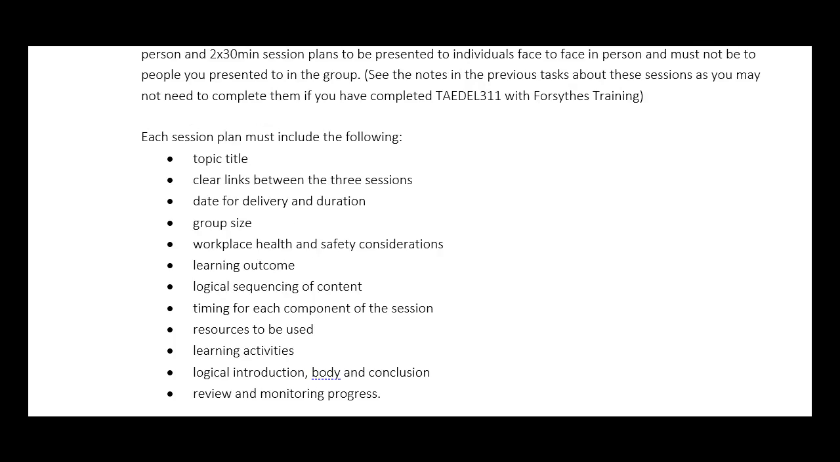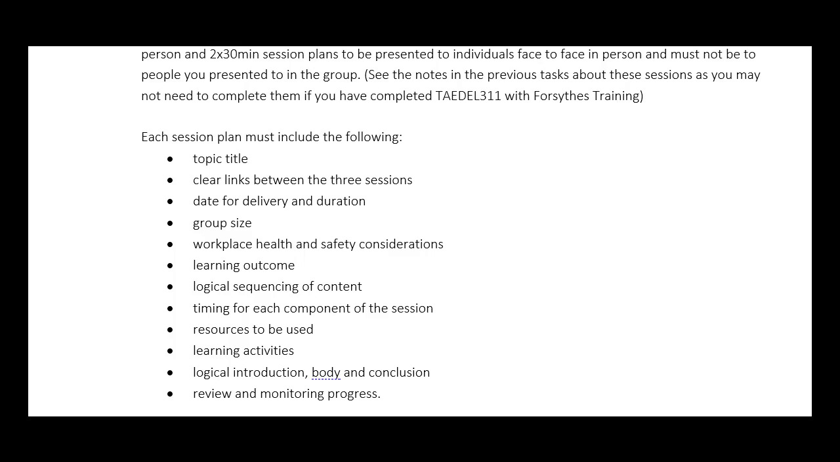So a session plan should include the following: a topic, nice clear topic, clear links between the 3 sessions. So it might even be that there's a little bit of today we're going to do this and tomorrow we're going to cover that and the next day we're going to build on that, and talking about how each of those topics are linked. The date for the delivery and duration, the group size, any workplace health and safety considerations, so any kind of safety briefing that you might need to undertake, the learning outcome, covering off on both knowledge aspects and performance aspects. What do they need to know? What do they need to do?